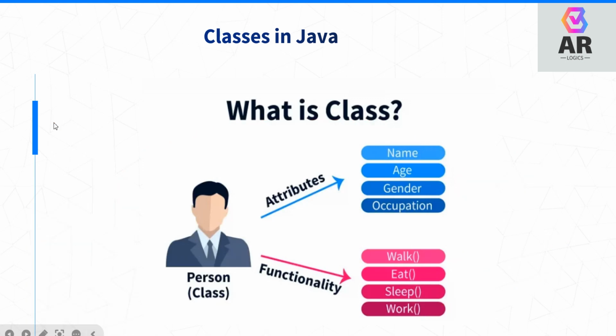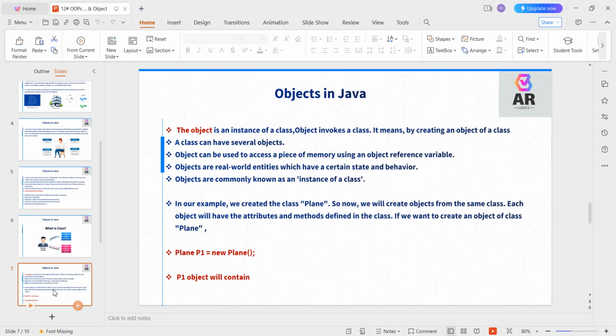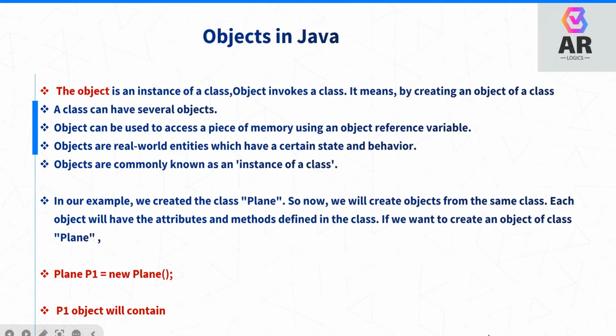What is an object? An object is nothing but a real-world entity. A laptop is one object, a plane is one object. Like that, an object is nothing but an instance of a class.